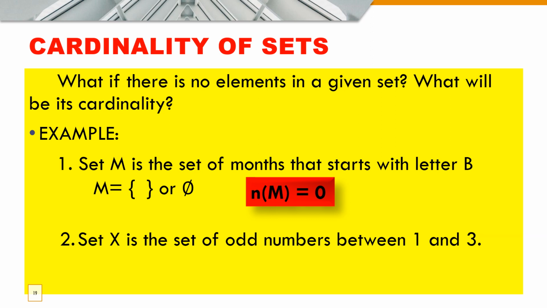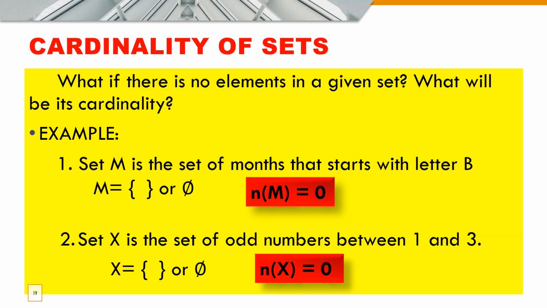Set X is the set of odd numbers between 1 and 3. Are there odd numbers between 1 and 3? No. Set X is an empty or a null set. Thus, its cardinal number is 0.